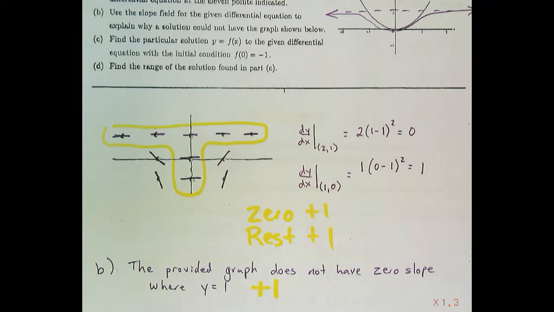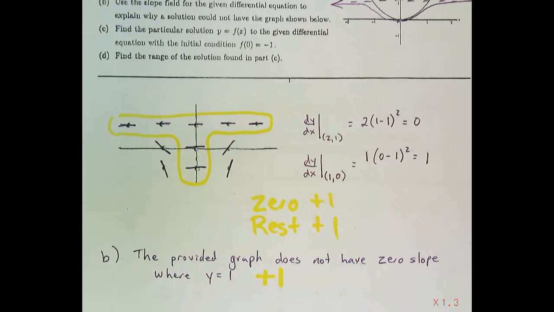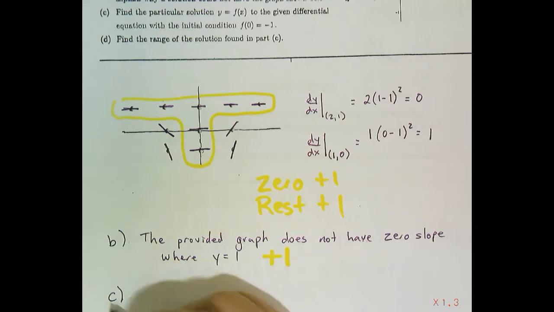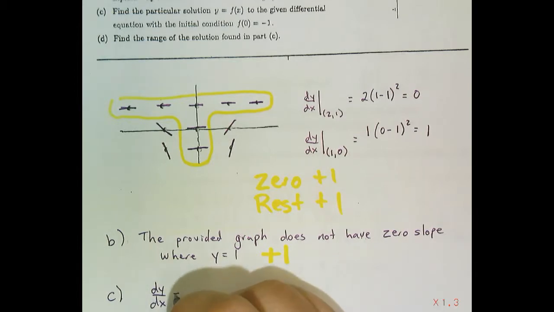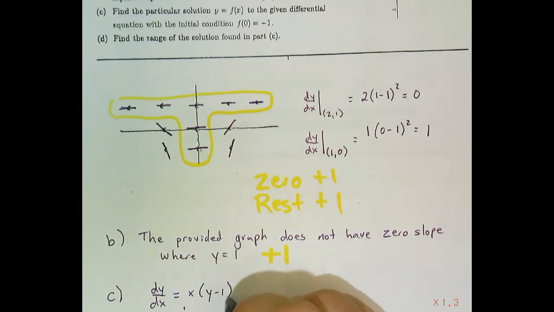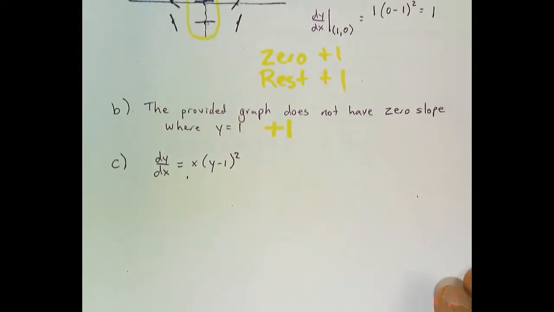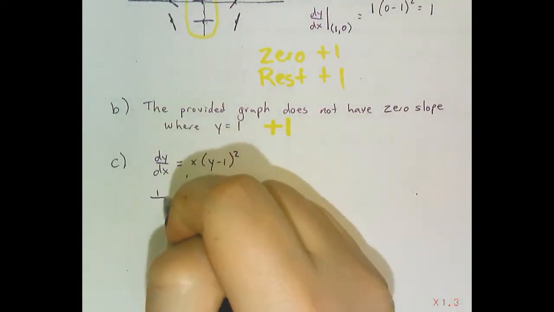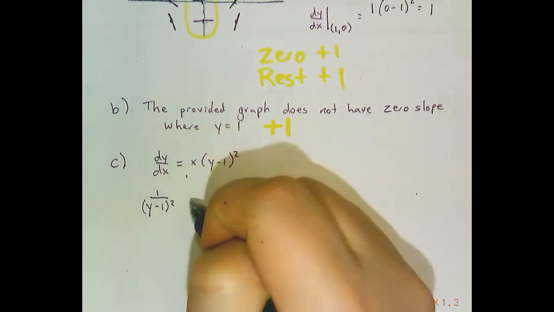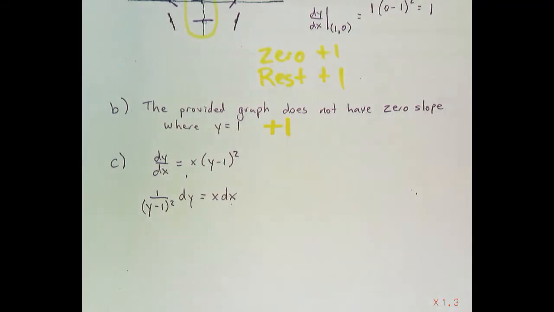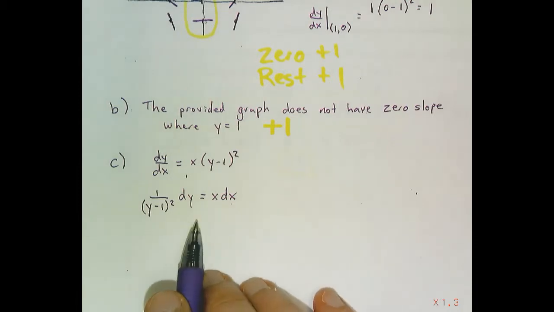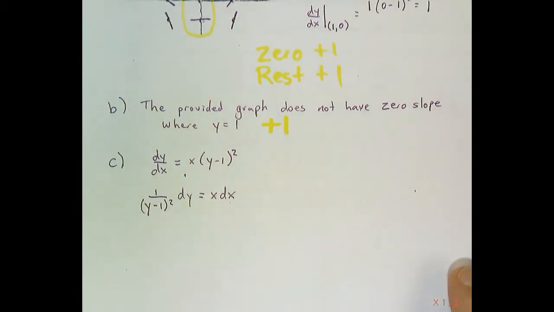Part C asks us to find the particular solution. So this is your classic separation of variables. So if we have the differential equation dy dx equals x times (y minus 1) squared, and we want to separate the variables here, first, we're going to move the (y minus 1) squared to the left and the dx to the right. This is the separated state, so all of our y's are on the left and all of our x's are on the right. And now we want to take the antiderivative of both sides.